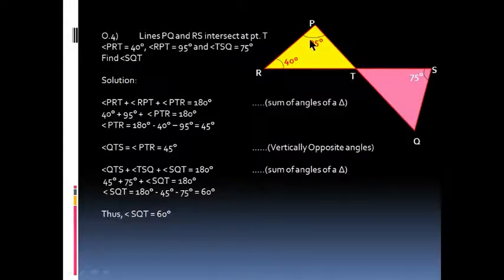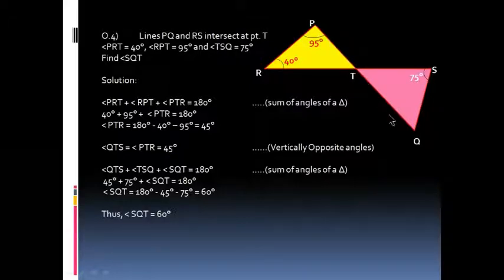So we just substitute the values, 40 degrees plus 95 degrees plus angle PTR is equal to 180 degrees. So we take 40 and 95 both on this side, which become negative. So angle PTR is equal to 180 degrees minus 40 degrees minus 95 degrees, which comes to 45 degrees. Then we have got this angle as 45 degrees.